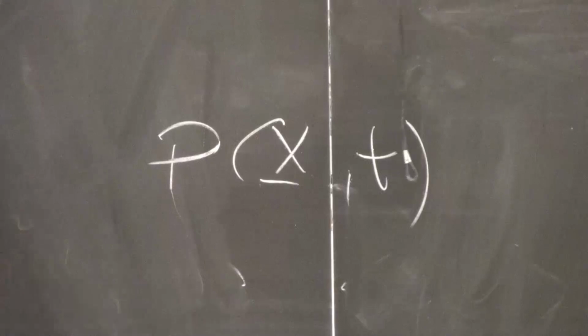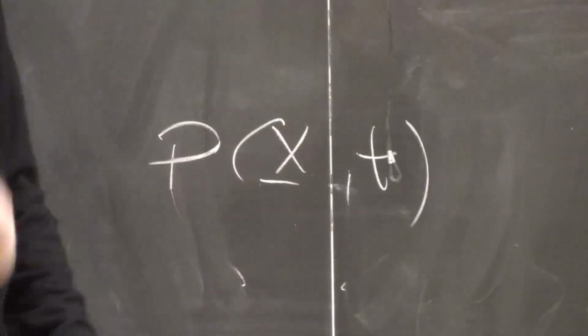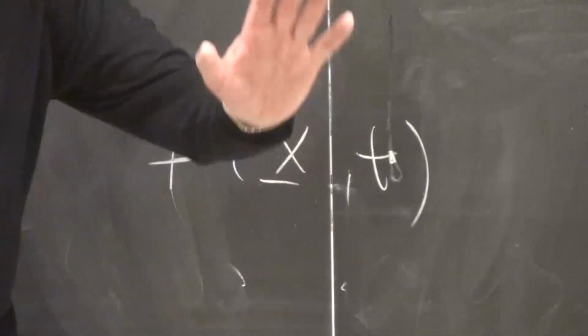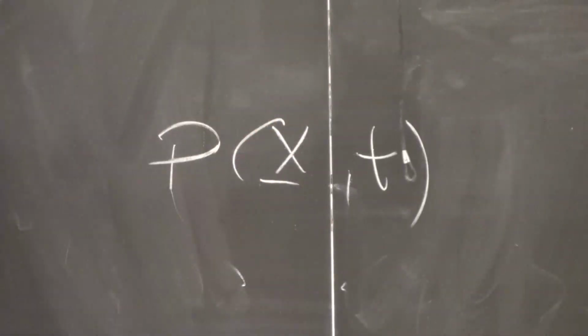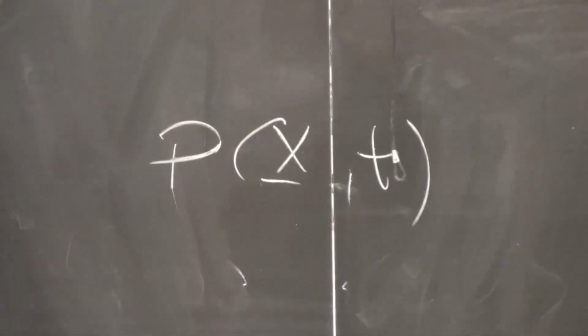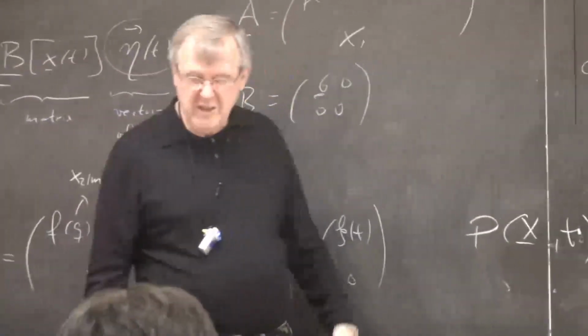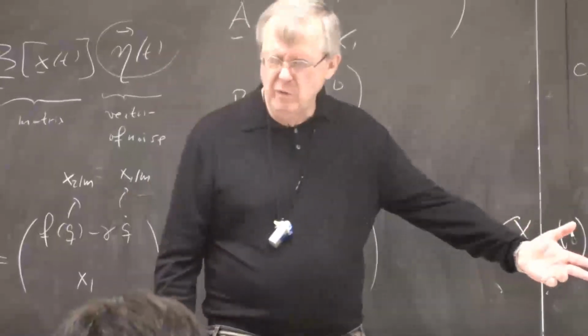I don't want to know the detail. One time the random process goes like this, the next time it goes like this, and then it goes like this. No. I just would like to know the probability that I get certain values of x. That might be the position of a diffusing particle.